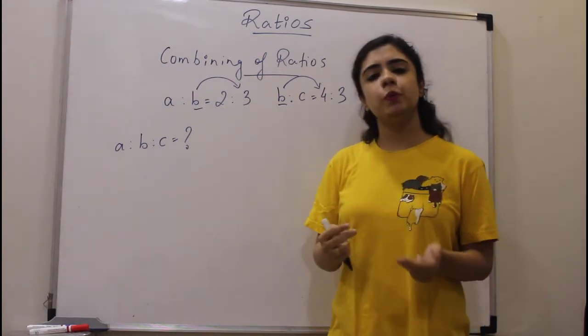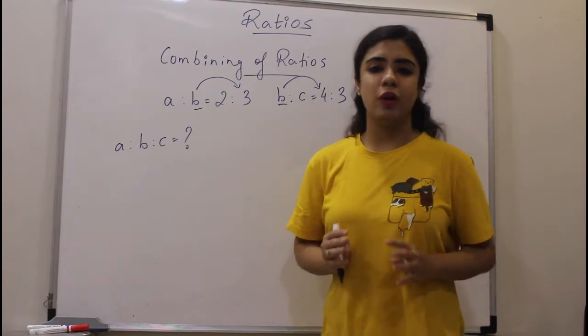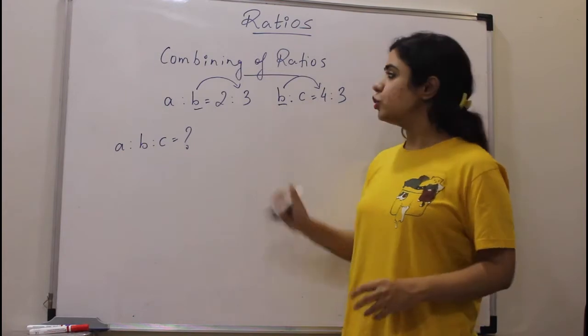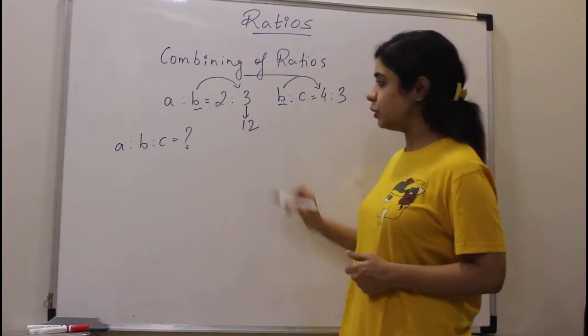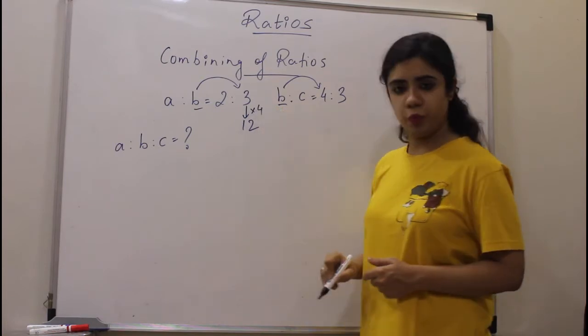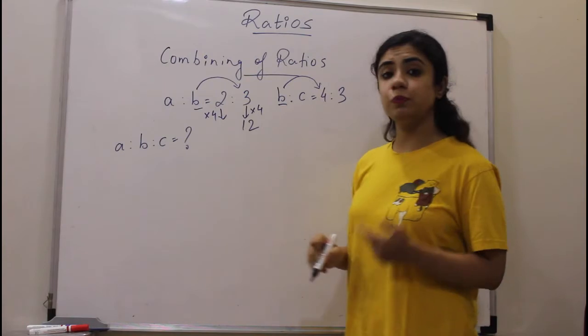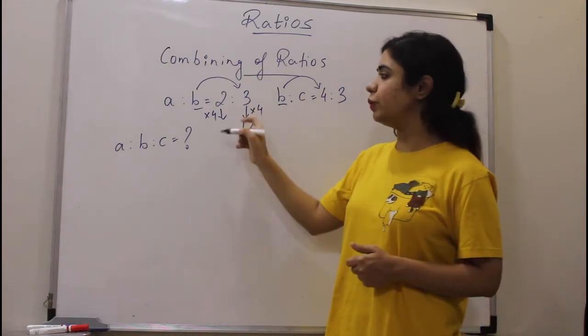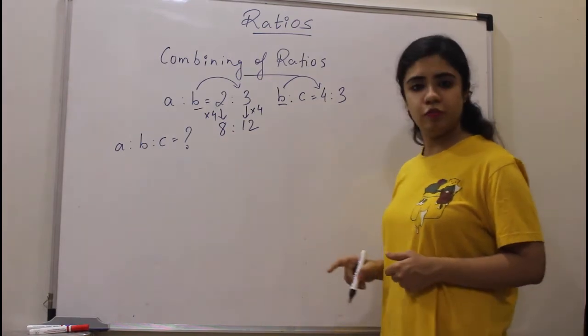So we take the LCM of 3 and 4. The LCM of 3 and 4 is 12. So your target should be to make this a 12. If I have to make this a 12, I'll multiply this with 4. You have to multiply this with the same number, so this will become 2 into 4, which is 8. So your ratio becomes 8 is to 12.